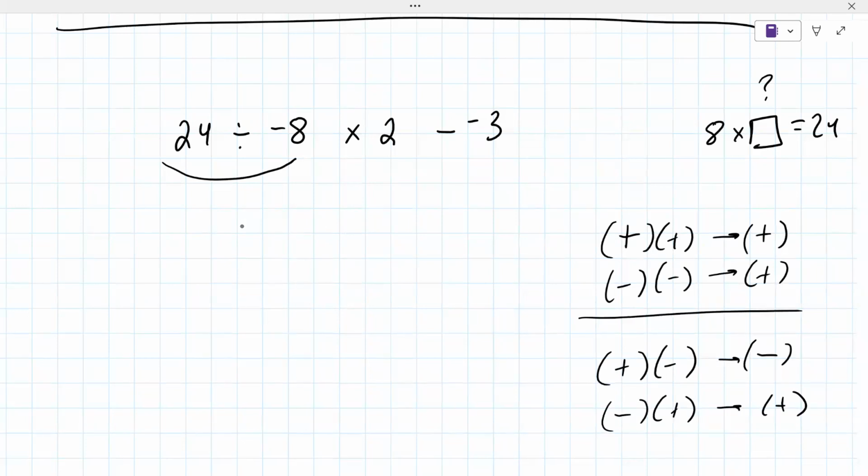Okay. So the answer is -3 times 2 minus a -3. What comes next? The multiplication or the subtraction? The multiplication. Okay, so go ahead and multiply.